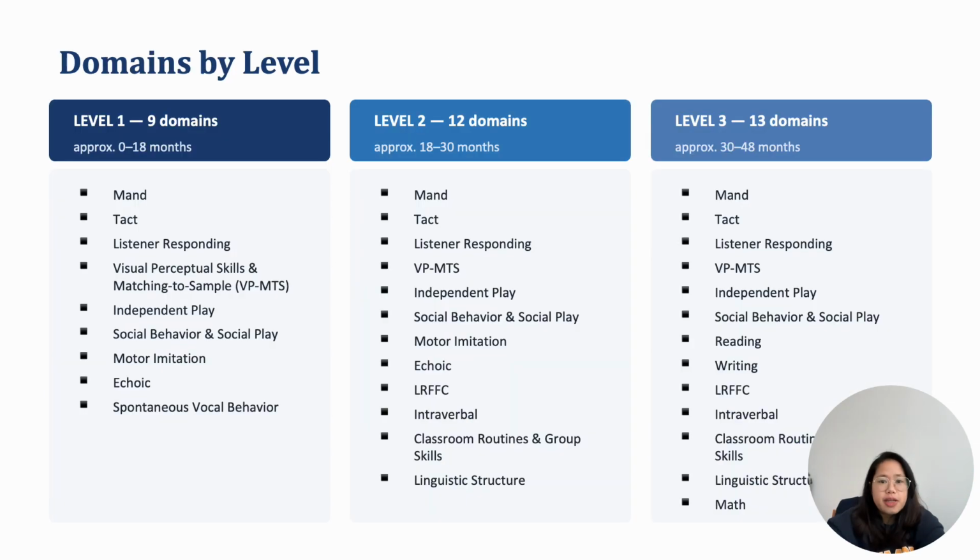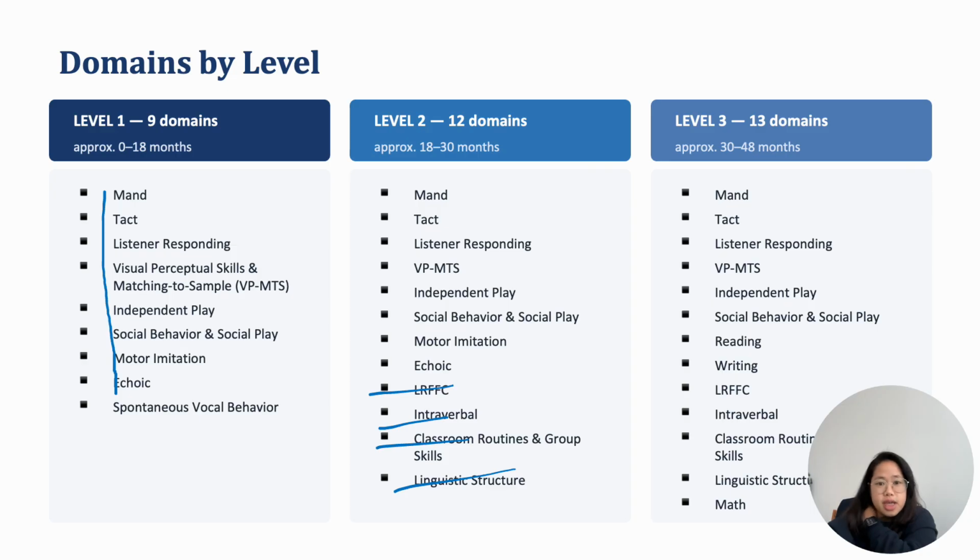So here is the breakdown. So level 1 has 9 domains. There's mand, tact, listener responding, visual perceptual and matching to sample, independent play, social and social play, motor imitation, echoic, and spontaneous vocal behavior. While level 2 keeps all of these and adds 4, like intraverbal, classroom routines and group skills, and linguistic structure.